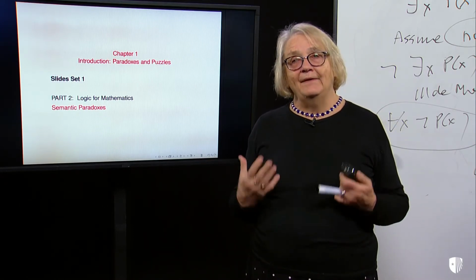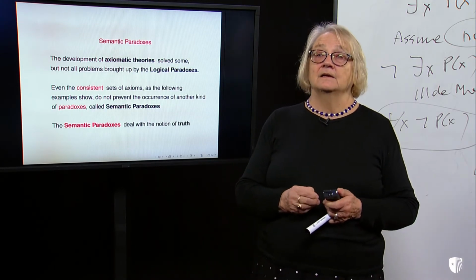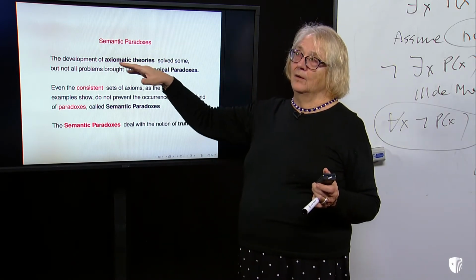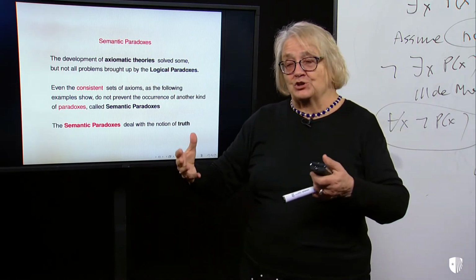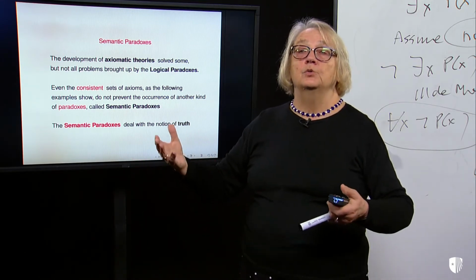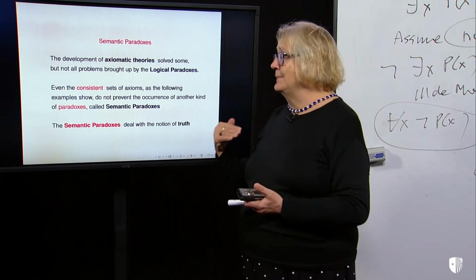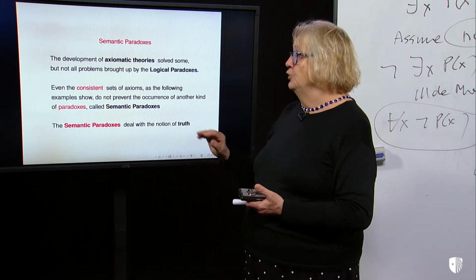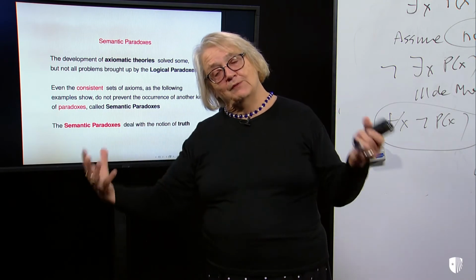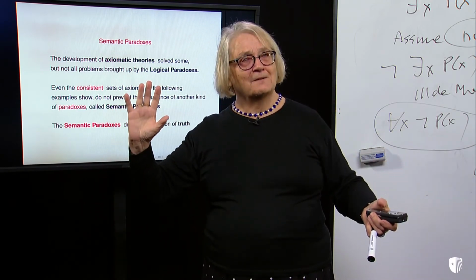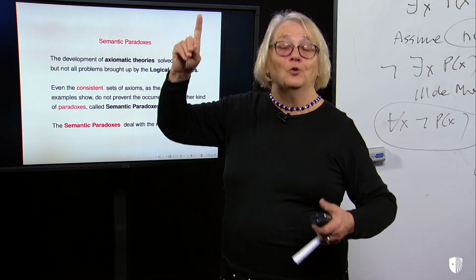Now, the other type of paradoxes are called semantic paradoxes. Mathematicians developed axiomatic theories, axiomatic set theory, to deal with logical paradoxes. But it happens that even a consistent set of axioms does not prevent the occurrence of another kind of paradox. See, that's how beautiful it is. You solve one problem, and then somebody comes along, yeah, nicely, we got rid of it. But look at such an example.